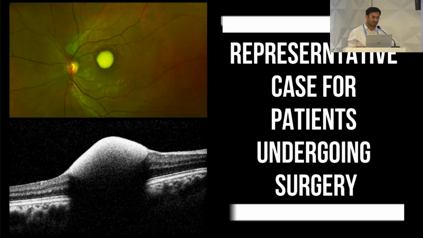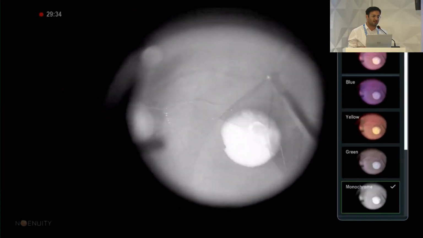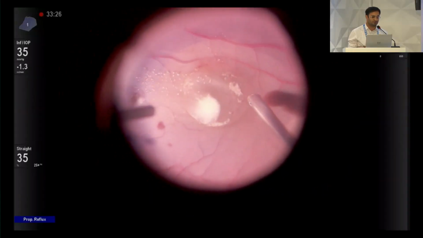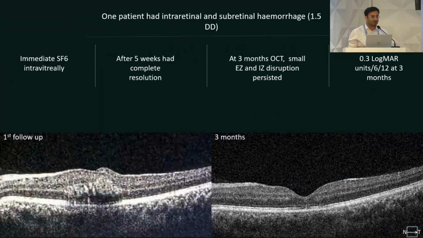This is the representative video for all the patients who underwent surgery, in which the patients underwent ILM peeling and using the reflux function of the cutter, blood was removed. In all the patients who had subretinal hemorrhage, whether they underwent surgery or not, the hemorrhage resolved. But the ones who underwent surgical management achieved a vision of 6/6 and the ones who did not achieved a vision of 6/9.